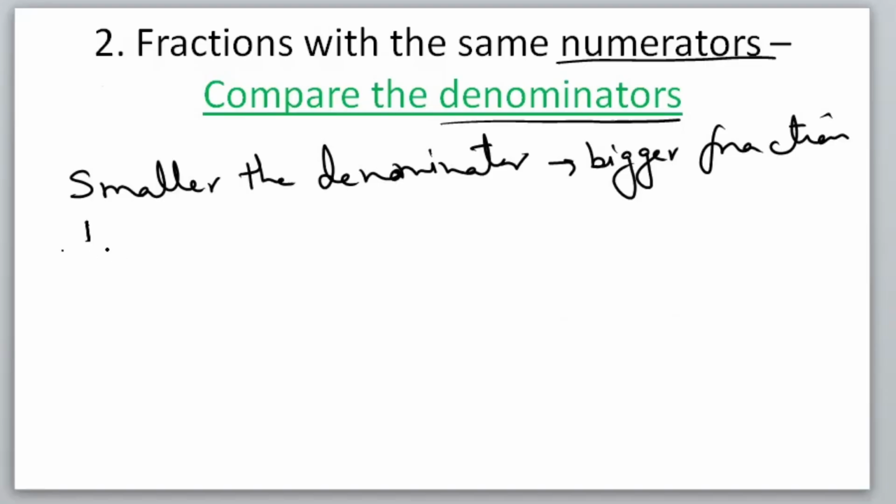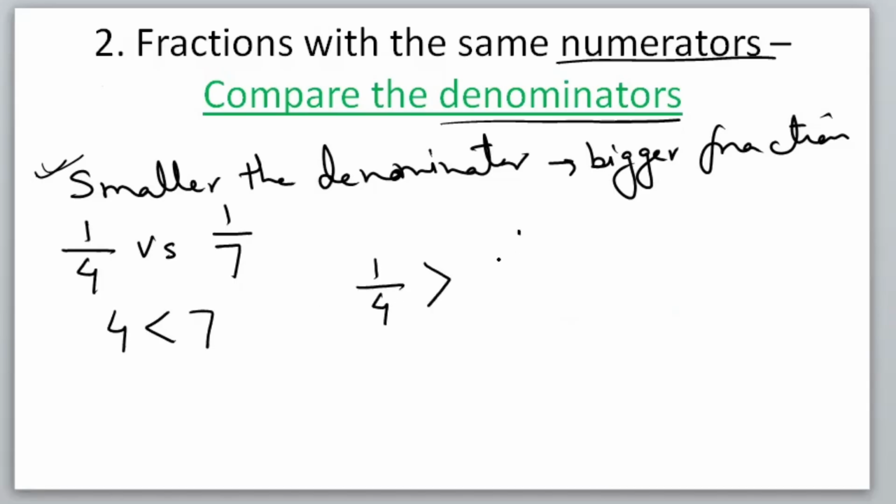For example, 1 over 4 versus 1 over 7. We have to compare and find out which fraction is bigger. Here, both fractions have the same numerators, so we have to compare the denominators. Here it is 4 and here it is 7. And what does it say? It says smaller the denominator, bigger the fraction. And 4 is smaller than 7. It means 1 over 4 is greater than 1 over 7, because smaller the denominator, bigger the fraction.